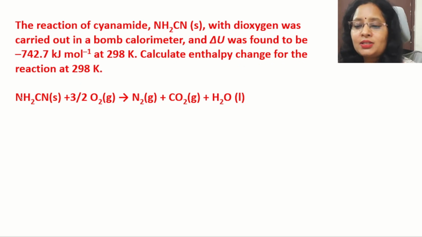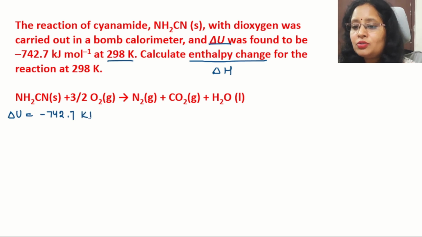So friends, the reaction is given and we need to find the enthalpy change, that is delta H. And what is given? Delta U, that is change in internal energy, and the temperature T is given. So first write what is given. Delta U is equal to minus 742.7 kilojoule per mole. Then given is temperature T, which is 298 Kelvin.